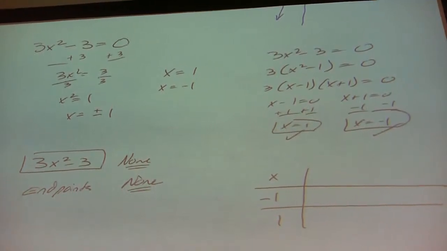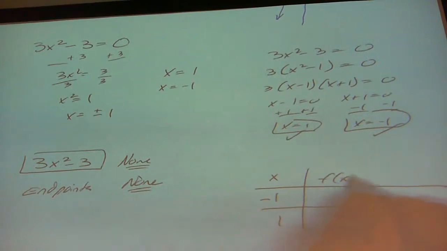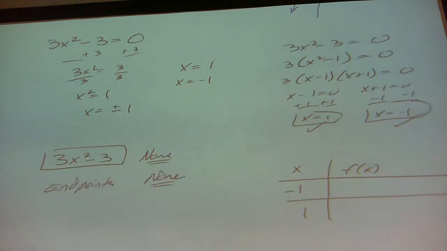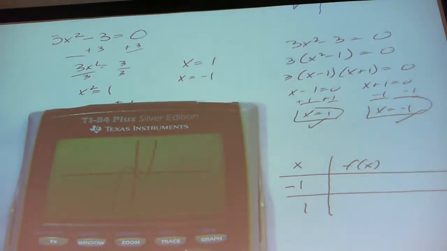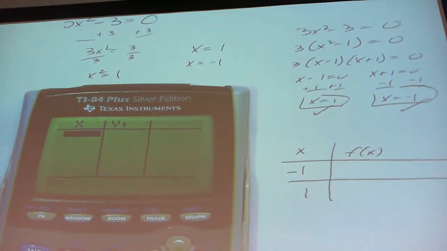Now, am I trying to find the maxes and mins, the extrema, of the original or of the derivative? Of the original. So once I find these points, negative 1 and 1, am I going to plug them back into the original or into the derivative? Original. Why? It's all about the original. We use the derivative to find the points, but it's all about the original. So hit second graph for the table.